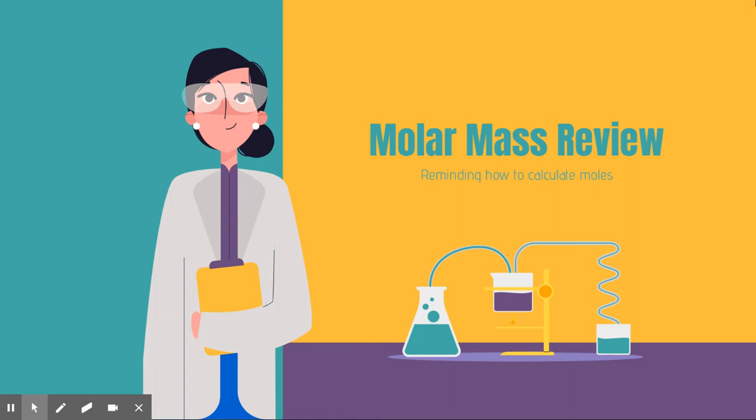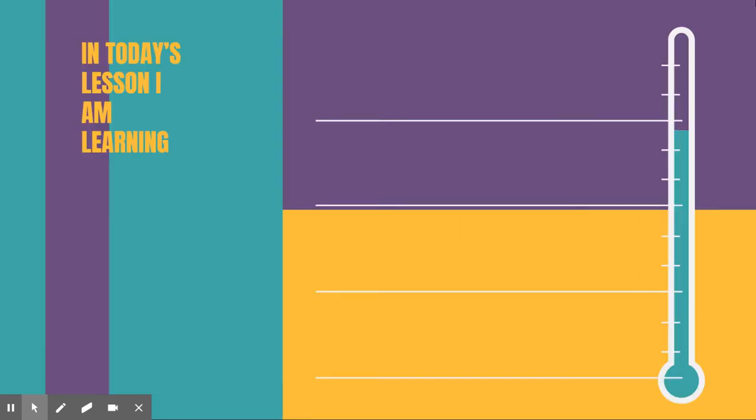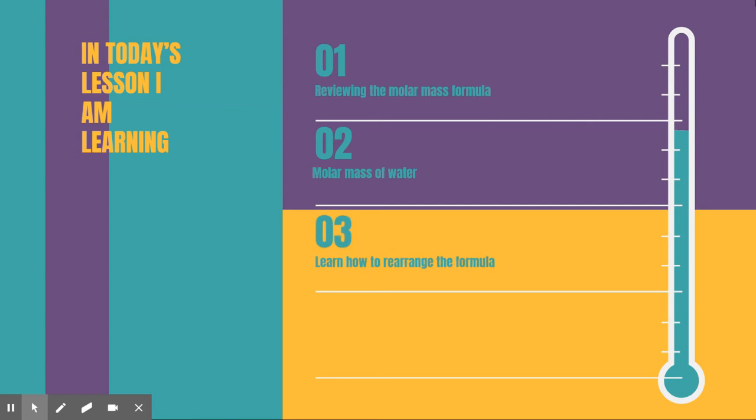We're going to do a quick reminder of how to calculate moles using molar mass, which is the addition of all the masses of a compound from the periodic table together, and then the mass given in an equation. So in today's lesson, you are learning how to review the molar mass formula. You're going to learn what the molar mass of water is and the importance of that. You're going to learn how to possibly rearrange the formula if needed and explain why we need molar mass in physics. How are we using it?